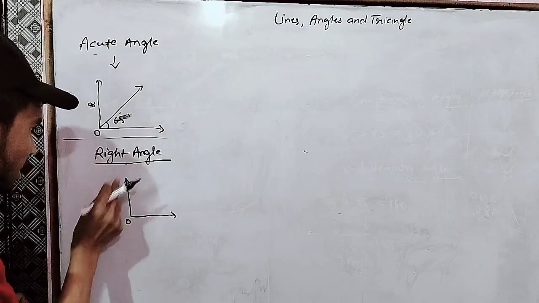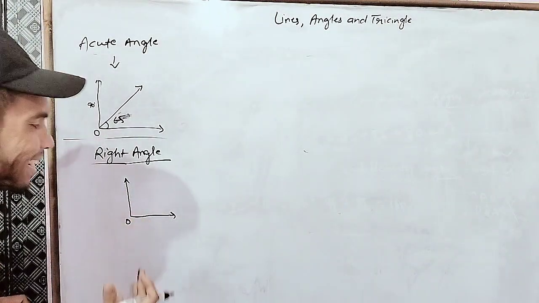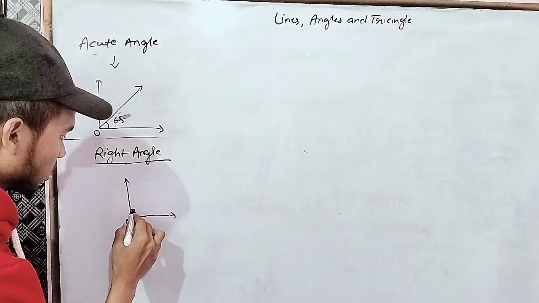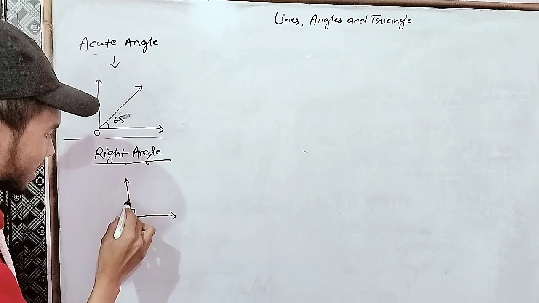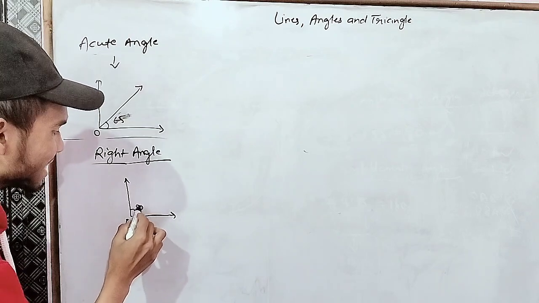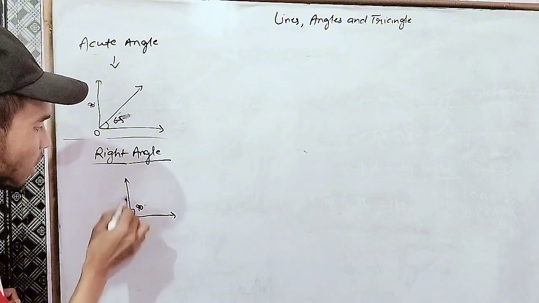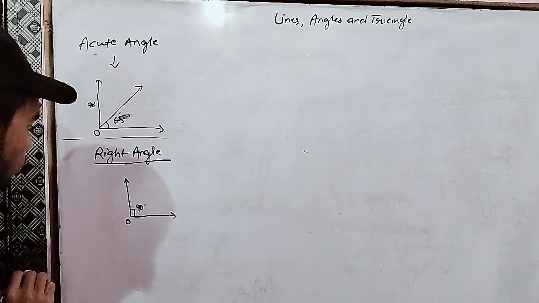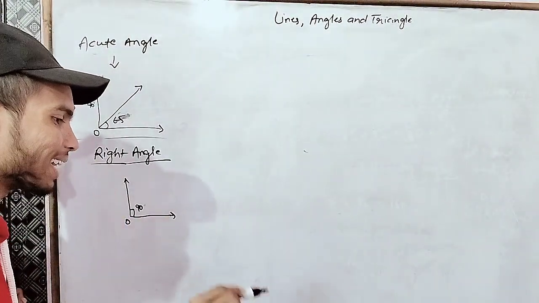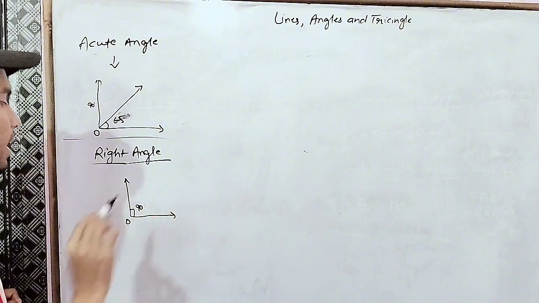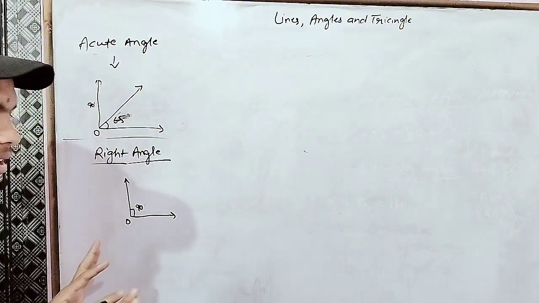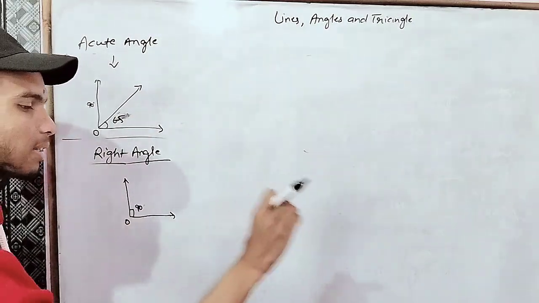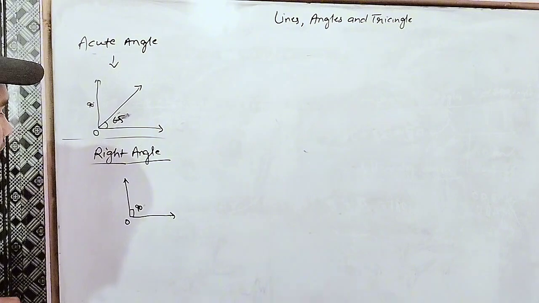So this is a diagram of a right angle, because this line is at 90 degree. This angle is at 90 degree. That's why we say that this diagram is a right angle. So an angle which is 90 degree will also be known as a right angle. There is no difference, no confusion. 90 degree is also known as a right angle.